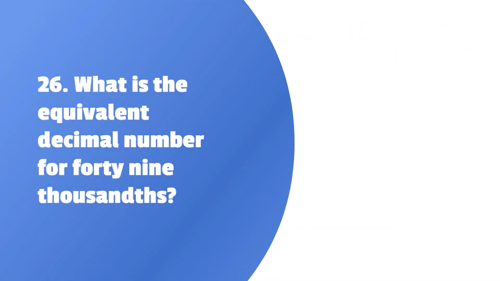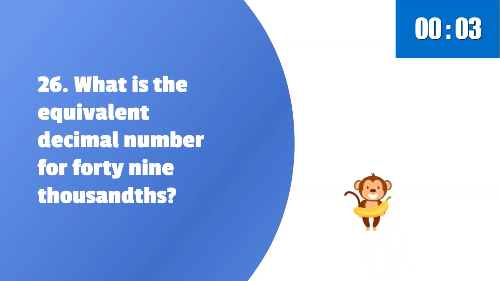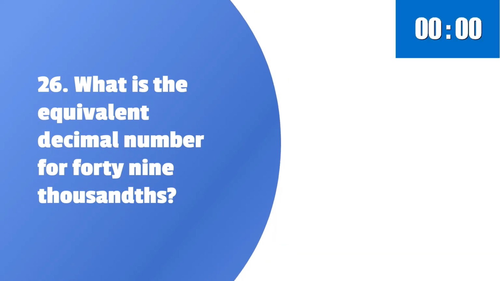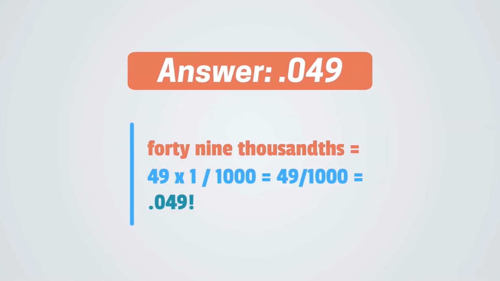Number 26. What is the equivalent decimal number for 49 thousandths? Remember, you're not allowed to use a calculator. The answer is 0.049. 49 thousandths is equal to 49 times 1/1000, which gives us 49/1000, or 0.049.